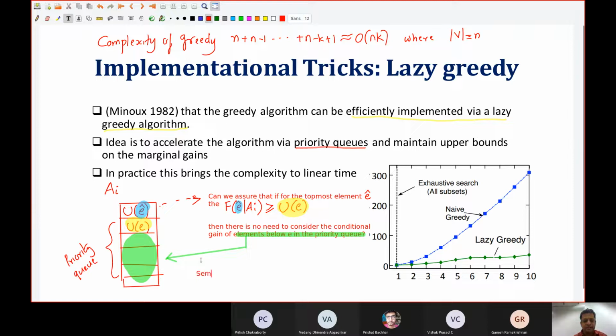So what are the semantics of U of E? It is an upper bound on the gain f of E given Ai. I didn't even compute f of E given Ai. I only computed f of E hat given Ai, the topmost one. But I know that the upper bound for E given Ai itself is not doing better than the conditional gain for E hat. So why should I consider the next element or any of them below? Is this basic idea clear?